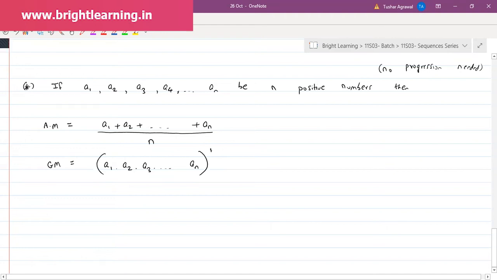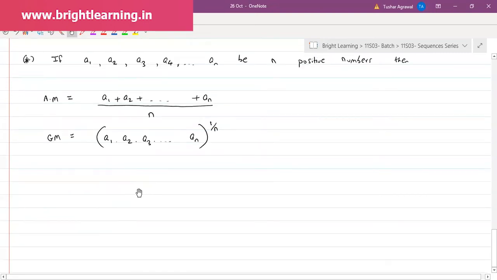The complete product of n terms, its nth root. And so how to calculate the harmonic mean? Harmonic mean, again, I don't want to memorize the formula. If I rearrange the formula, it will become very complicated. So for harmonic mean, I will not write the formula for harmonic mean directly. I will write the formula for 1 upon harmonic mean.